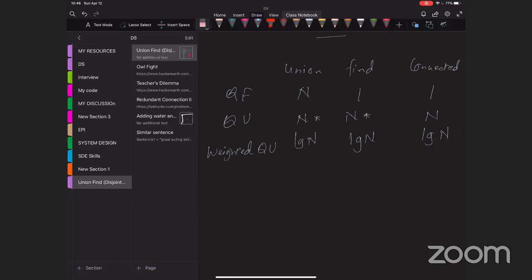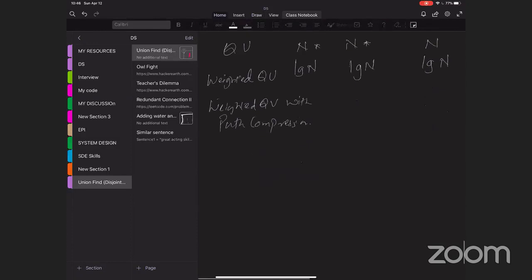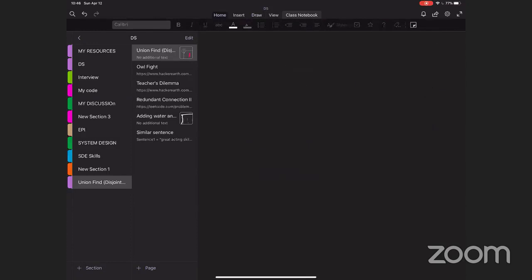Whoever invented it calls it weighted quick union with path compression. They call it path compression. Now let's do this. Let me draw a little bit bigger tree here.